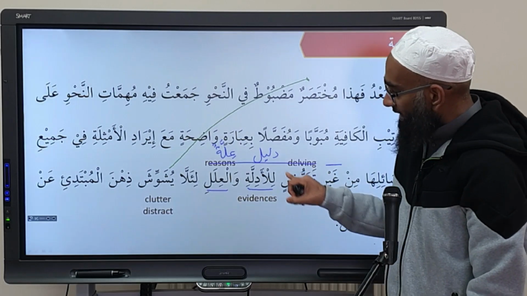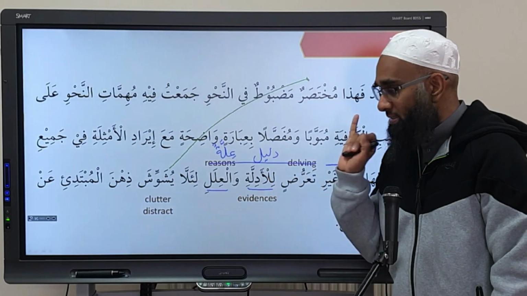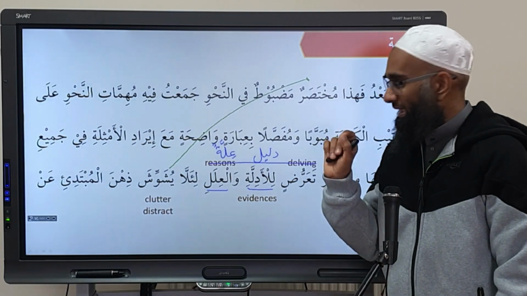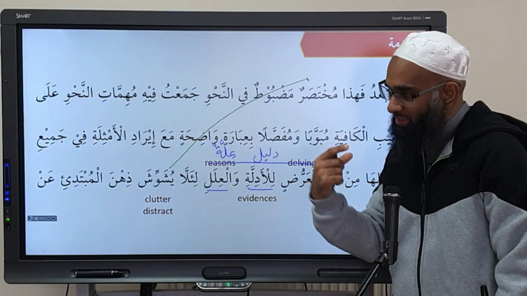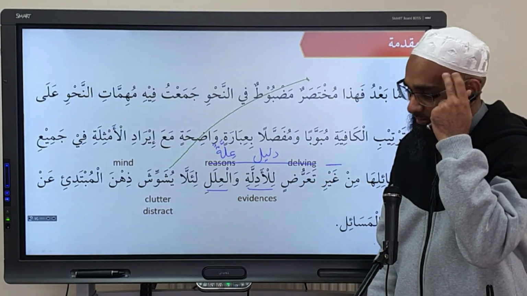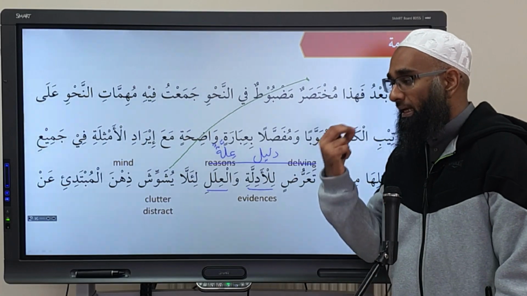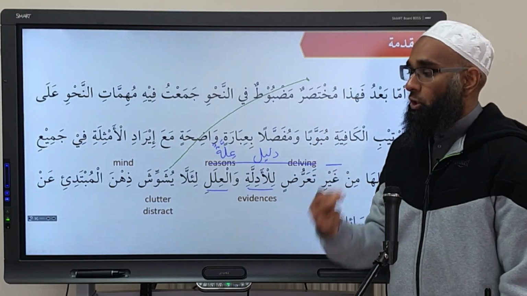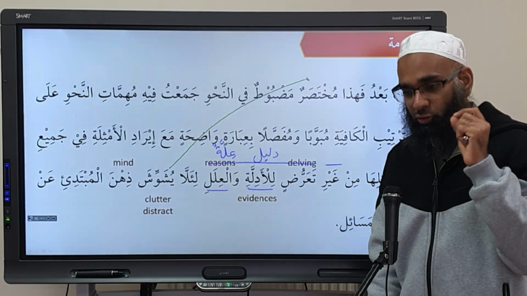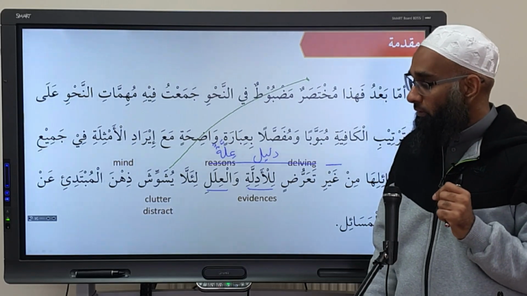So من غير تعرض للأدلة والعلل, without delving into evidences and reasons, so the mukhtasar, the treatise, does not distract. You can say clutter is a better word, but here because of the whole context, the word distract is better. ذهن is mind, the plural of ذهن is adhan. And mubtadi'i is ibtada'a yabtadi'u ibtida'an, to commence, the beginner. So لئلا يشوش ذهن المبتدئ. So I have not mentioned these evidences and reasons, so the treatise does not distract the mind of the beginner. Distract him from what?